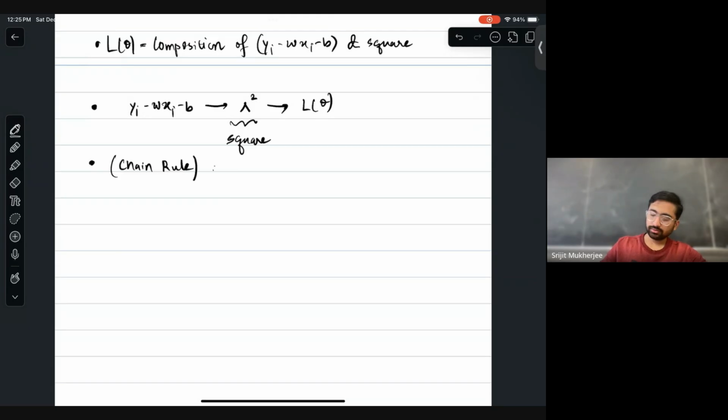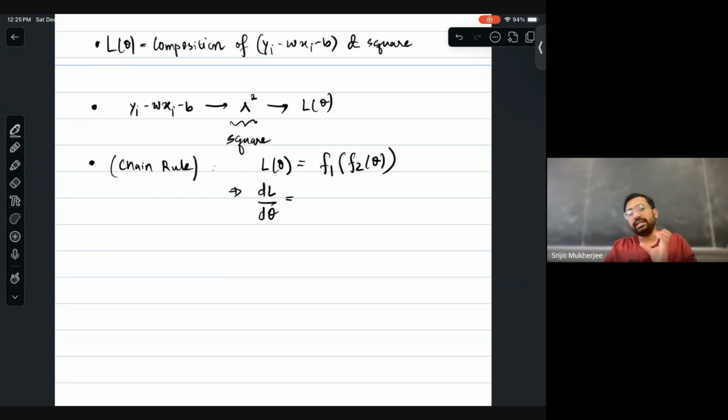So what does the chain rule say? It says that if a function L of theta is a composition of this, let's take two functions as an example, then the derivative will be: first, take the outside one, the derivative of f1 with respect to what's inside, which is f2, because the input of f1 is f2, times the derivative of f2 with respect to theta, because f2 is a function of theta.